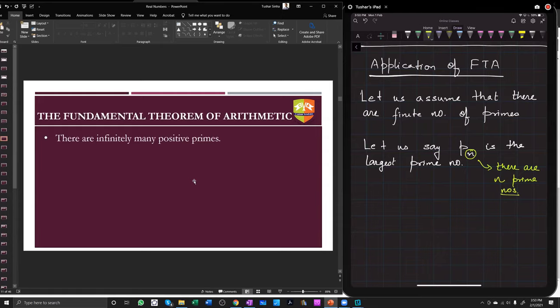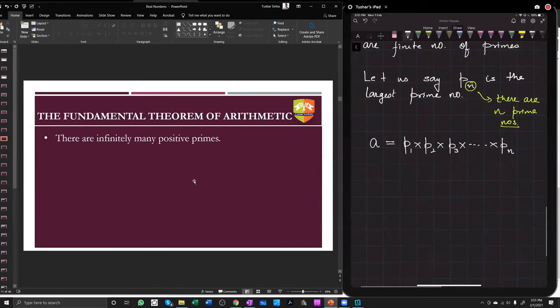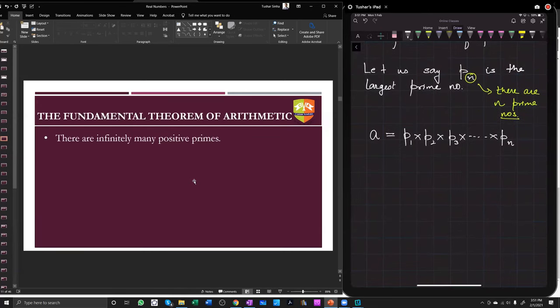Okay, so let us now design a new number. So let us say A is equal to P1 into P2 into P3 into dot dot dot Pn. We are designing a number which is the product of all the n prime numbers. Okay. Now let us say Q is equal to A plus 1. Then what will this be? This will be P1 into P2 into dot dot dot into Pn plus 1, my bad. So I'm just adding plus 1 to it.